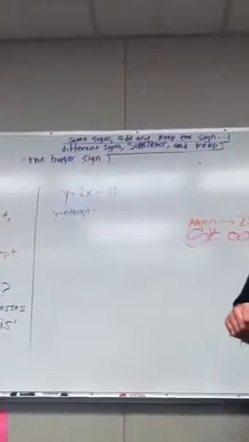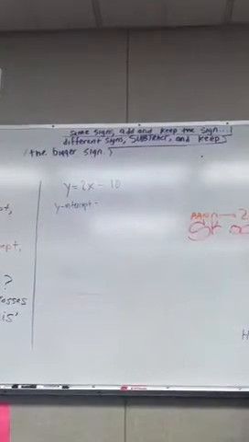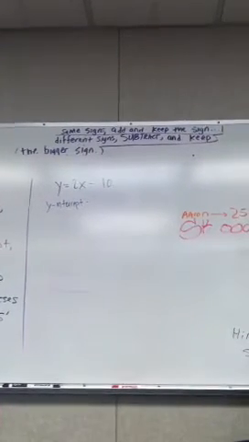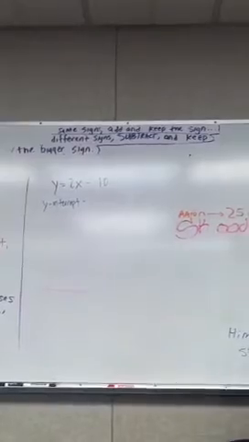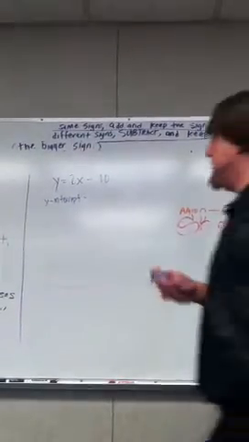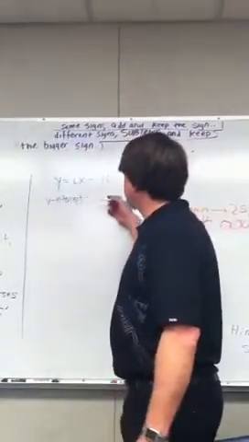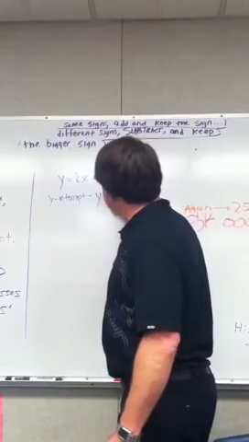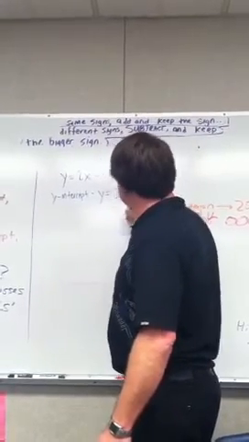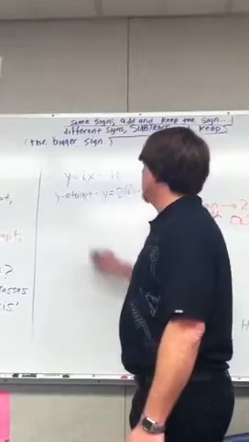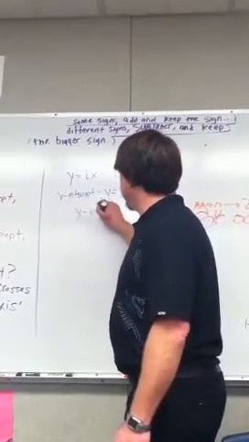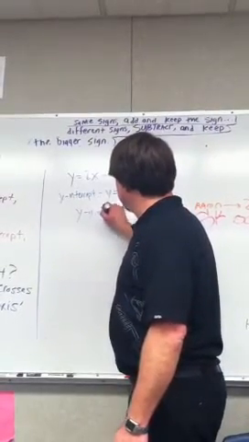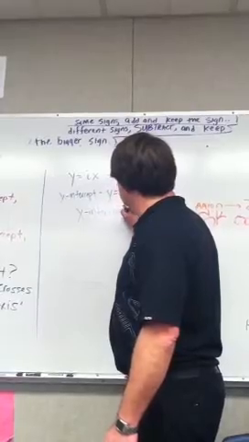How do you find the y-intercept, Nick? The first thing I wrote is to find the y-intercept. Make x equals 0. So what we're going to do is make x equals 0 in this equation. So I'm going to say that y equals 2 times 0 minus 10. And I can do this in my head.